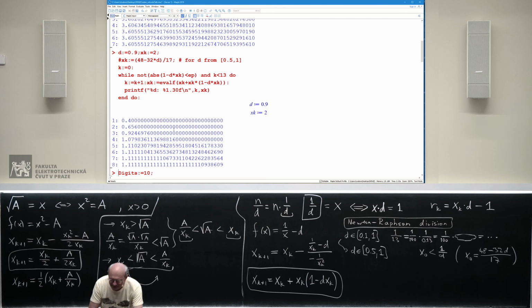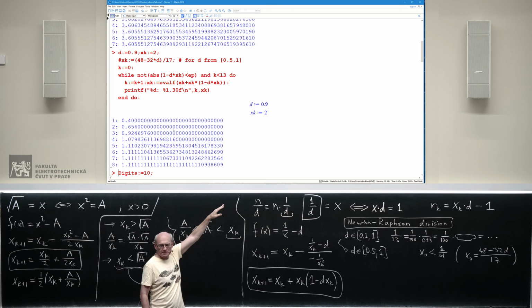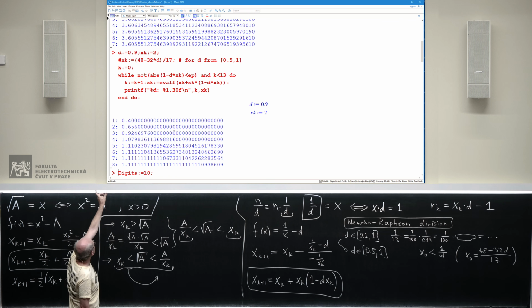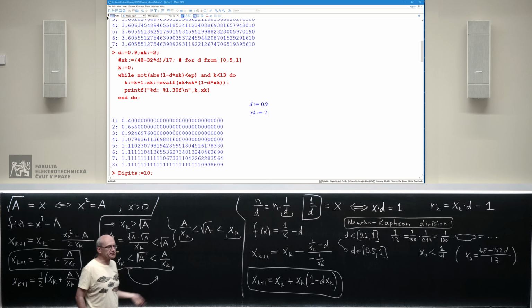Here we go. And after 8 iterations, which is quite good because I started with 2, not the best guess, the correct answer is 1.1111 and so on. And by looking at the number of ones in the answer, again, you can see that the part of the result which is correct roughly doubles with every iteration. Again, that's the square convergence.